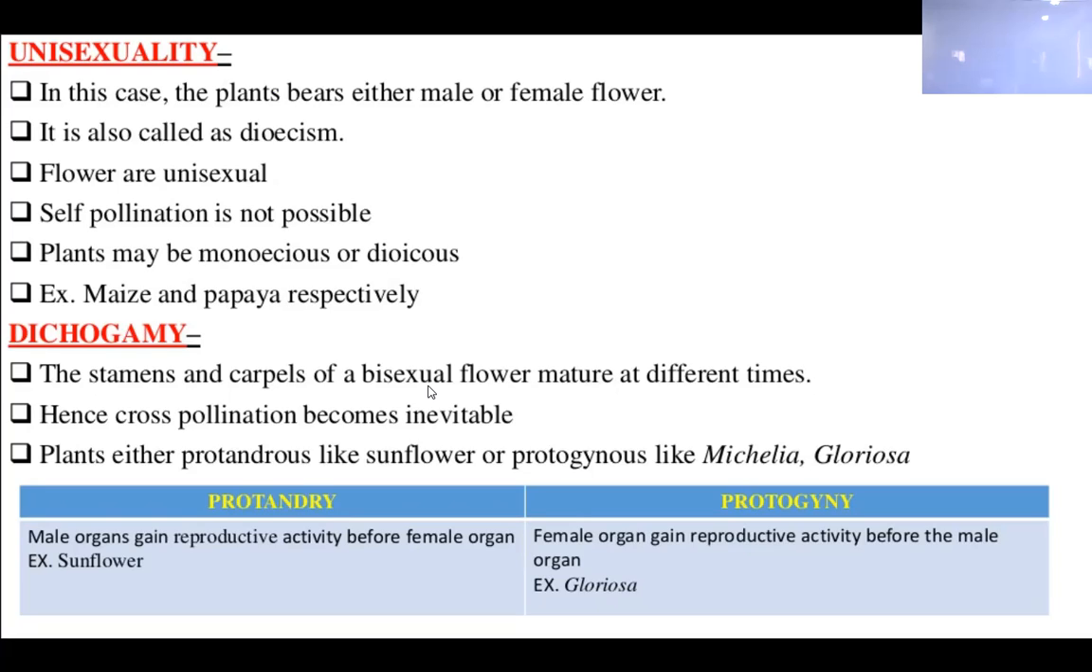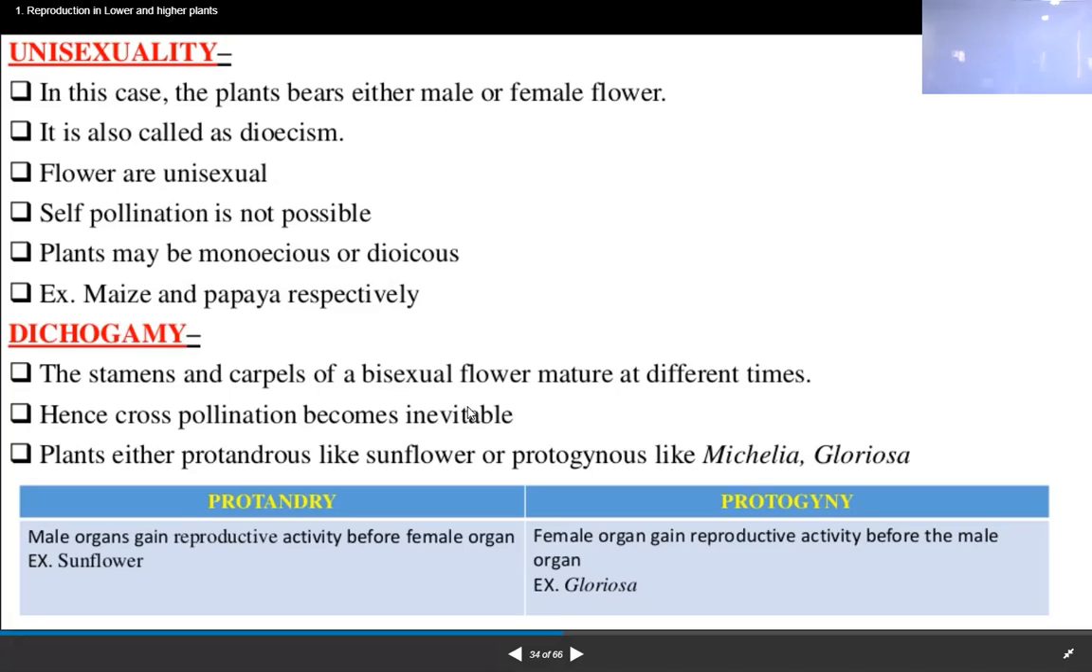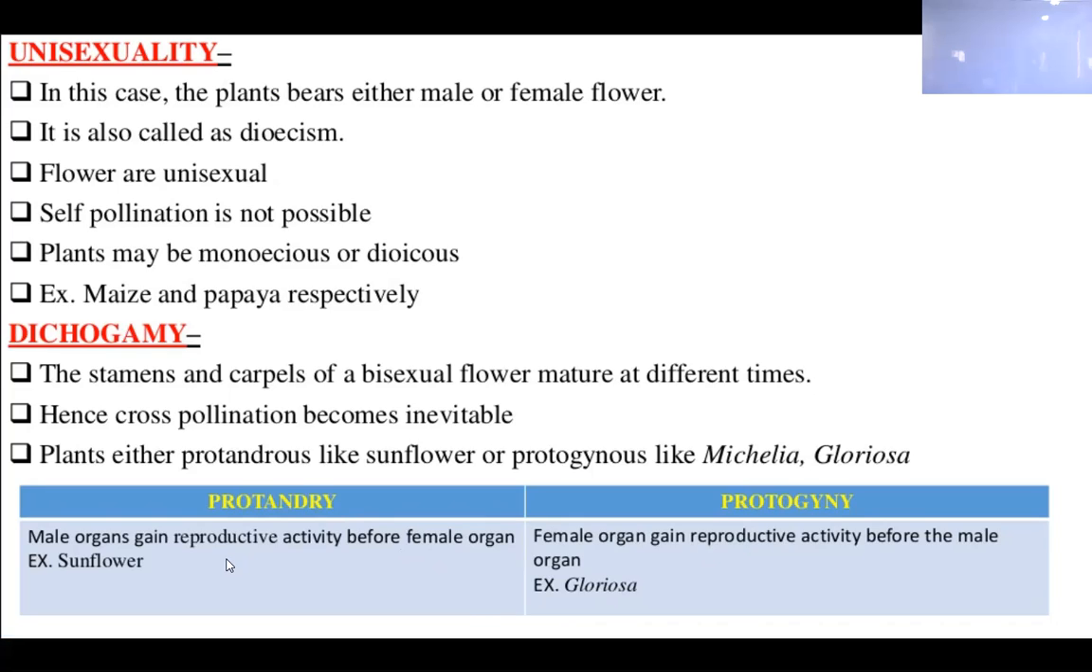Now second, protogeny, exactly opposite. In this type, gynoecium matures earlier than the androecium, and that's the meaning. Stamens and carpels mature at different times. Okay, understood. For one mark in your exam, they may ask you what is protandry and protogeny. So from this, pro means before, proto, gyne, or protandry, that means before. क्या होता है? Mature before female organ, male organ gains reproductive activity. Like this, you can remember.